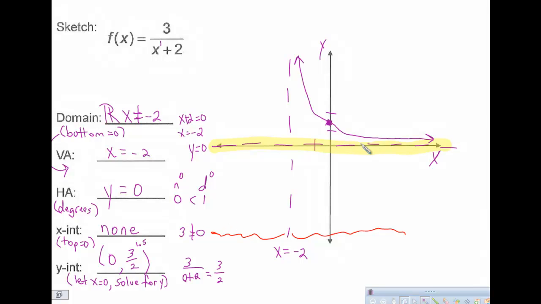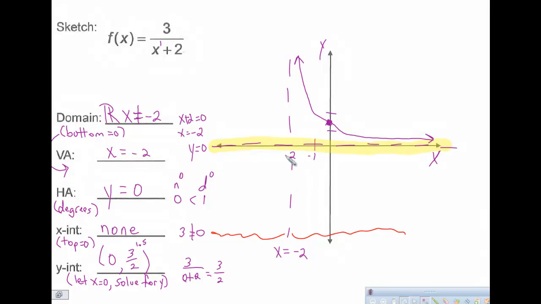As our x values get bigger, our graph will get closer and closer to the horizontal asymptote. As the y values get bigger, our graph will get closer to the vertical asymptote. But I don't know what my point is over here, so let's just plug in a value. Not sure of the points on this side, but we do know a piece goes on this side.